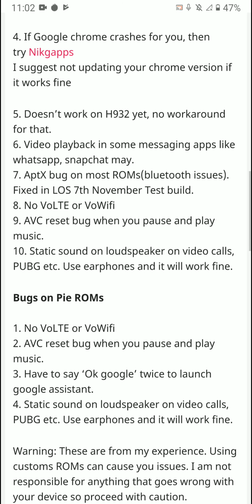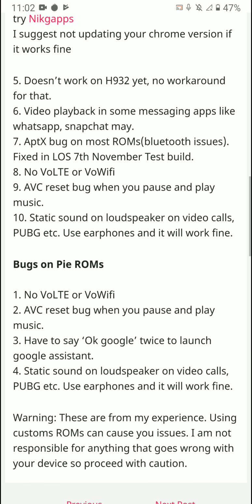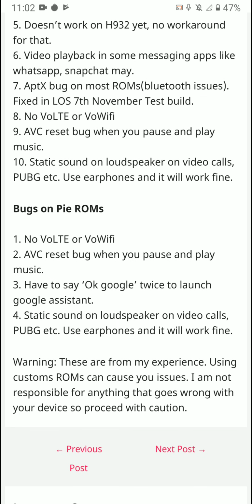And there's also some video playback issues in some messaging apps like WhatsApp, Snapchat. So those videos you may download to your phone and view them separately in MX Player or maybe VLC Media Player, then they would work fine. But in those apps, they do not work. Bluetooth issues are not there on this particular ROM. I tried my Bluetooth headphones and they worked fine. And there's no VoLTE or VoWi-Fi in this particular ROM or any AOSP ROM for that matter.